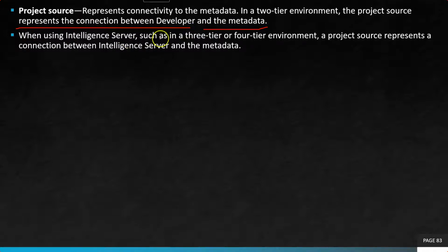But when you are using Intelligence Server, let's suppose in a 3-tier or 4-tier environment, mostly in production we use a 4-tier environment. We don't keep everything on a single box, because there might be performance issues and your application won't work as designed. So your project source represents a connection between your Intelligence Server and your metadata. That's the only job of your project source.